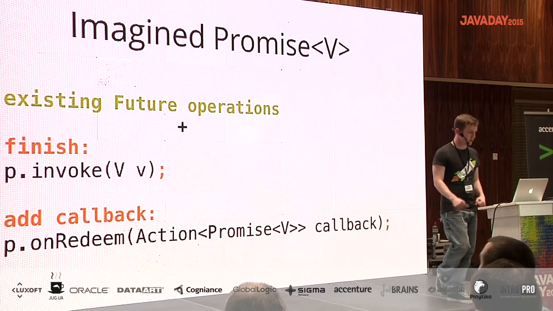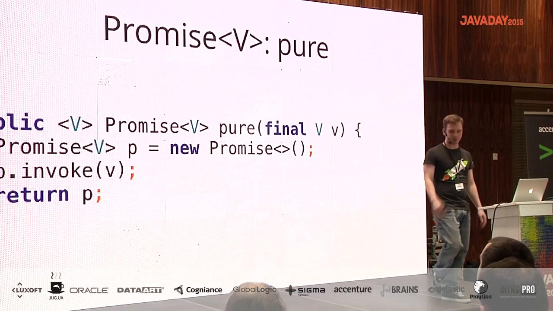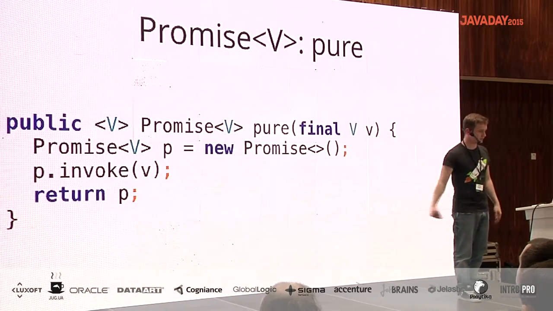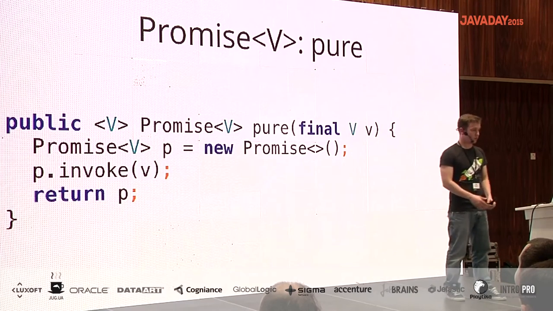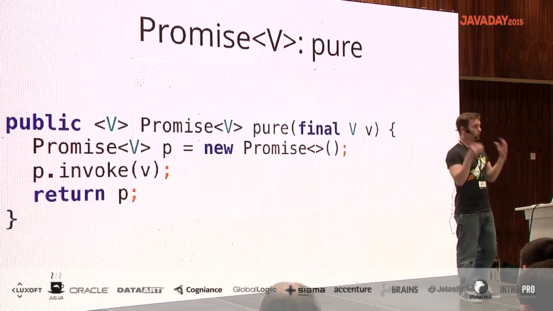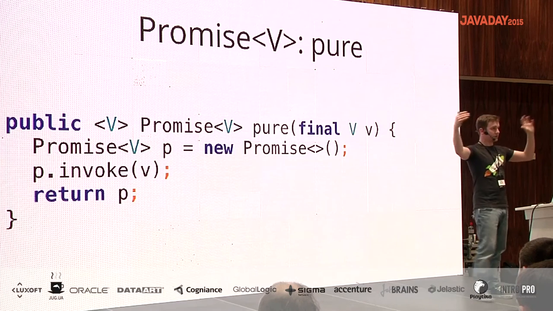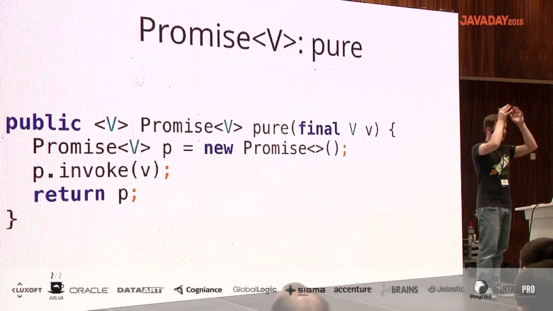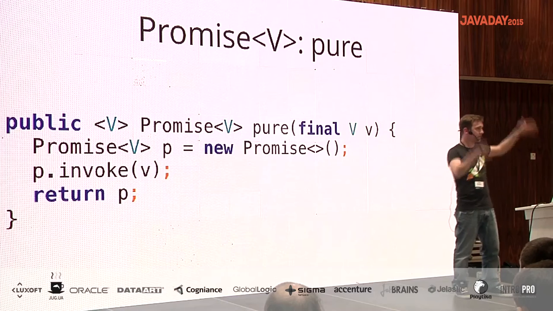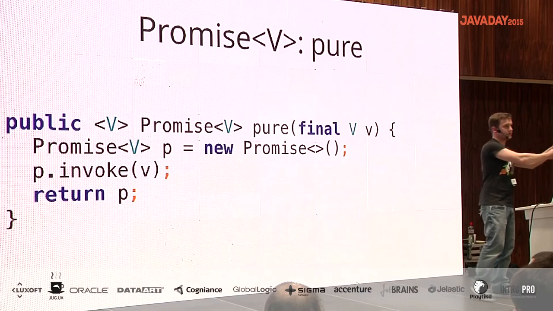So we'll allow ourselves to have callbacks because we do have them, and we'll allow ourselves to finish a promise. Now, to implement the pure operation, which takes a value and returns a promise, it will return a monad Promise. We just create that and invoke it with this value. So what we do essentially is create a new object, take the value v and put that into this promise object, and say, now you contain that. So this is exactly this wrapping functionality. We just go from the domain of values into the domain of monads.